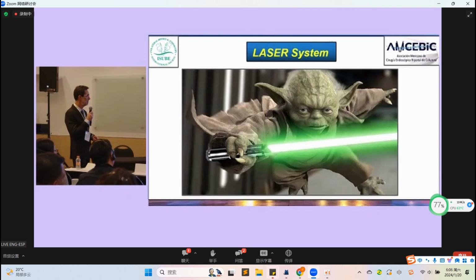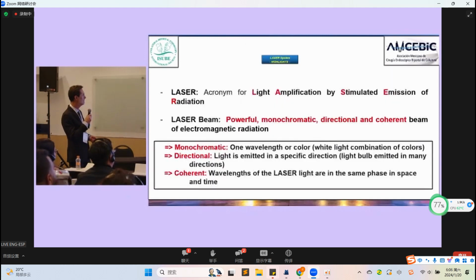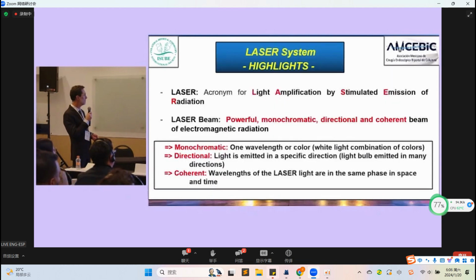Another technology is laser. It's not so common to use. Laser is an acronym for light amplification by stimulated emission of radiation, okay? But the most important thing is that a laser beam is a powerful, monochromatic, directional and coherent beam of electromagnetic radiation. What is this? Monochromatic: one wavelength or color.